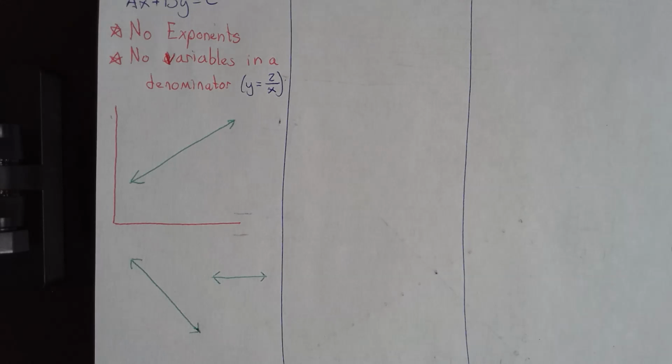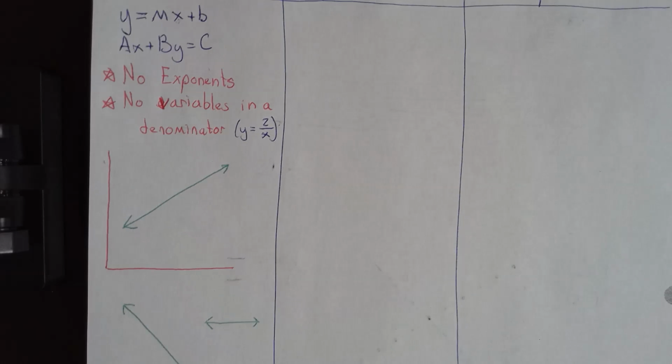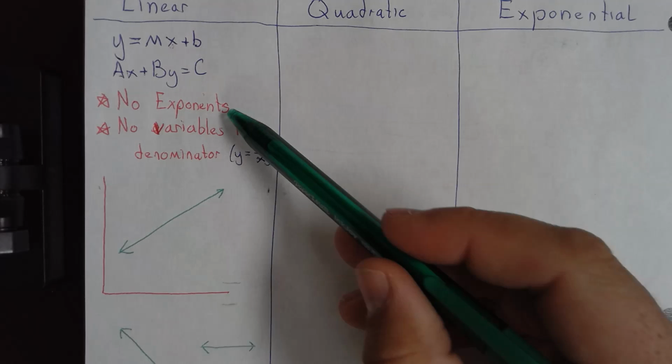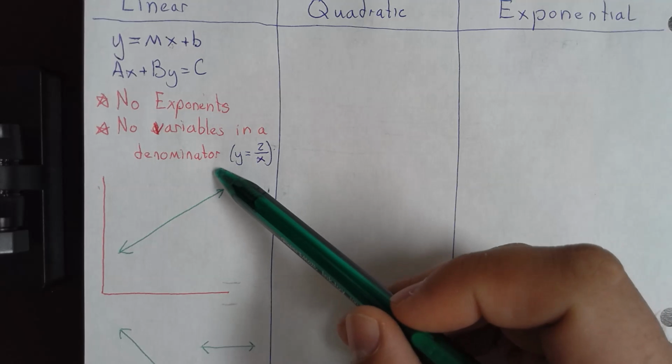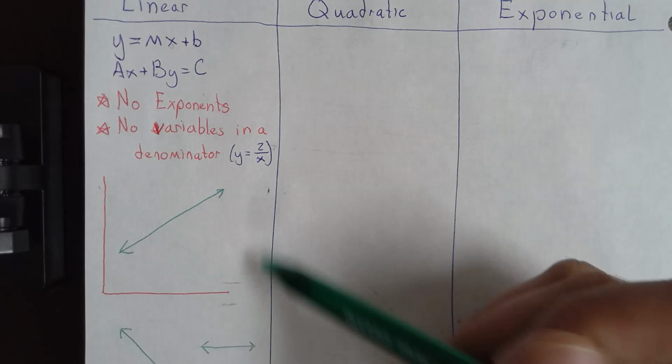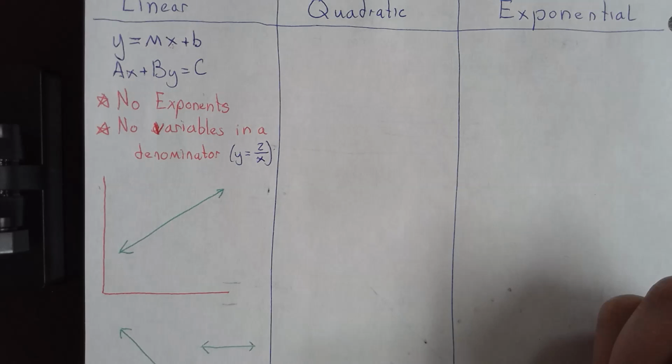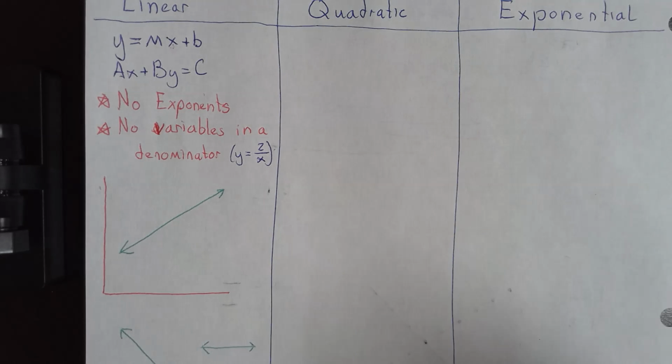These are the three types we're going to focus on. So that's our linear equations. No exponents, no variables in a denominator. And it's going to make a straight line of some sort. So let's look at our quadratic next.